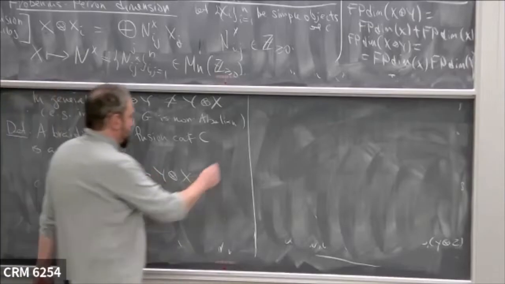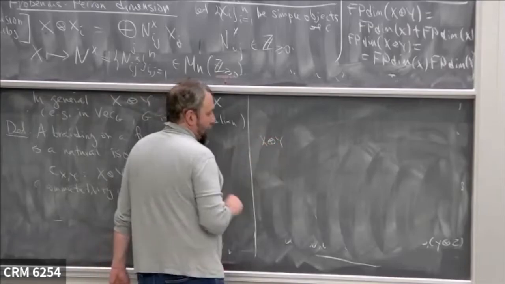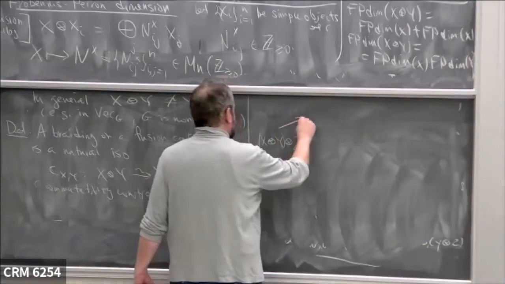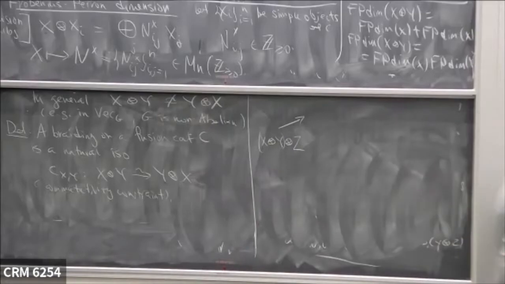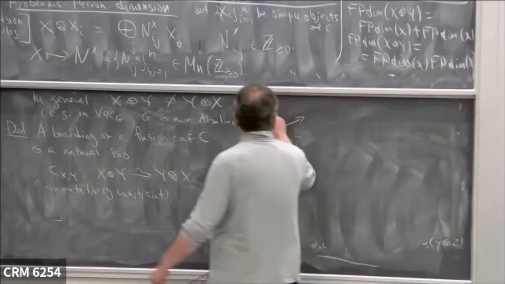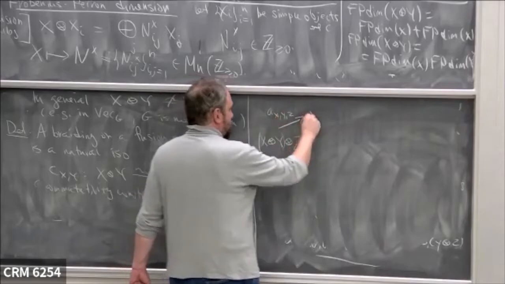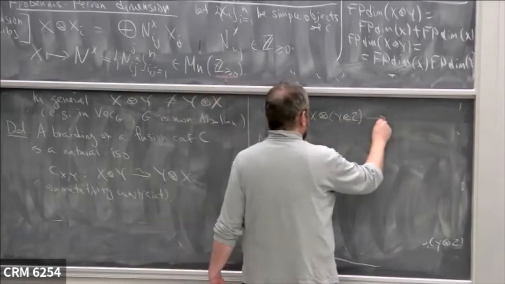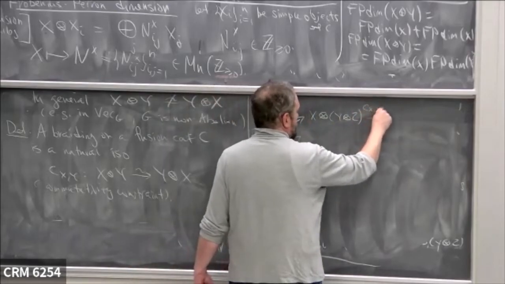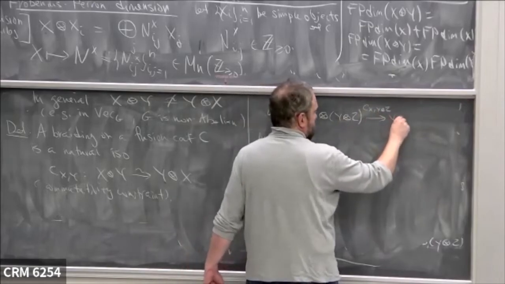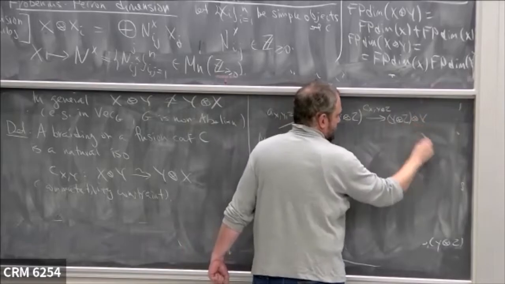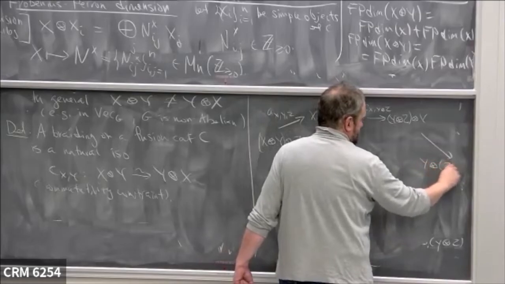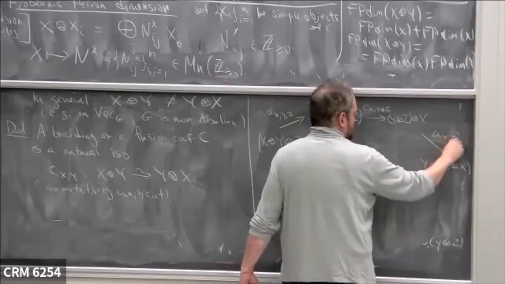Now, one can draw a diagram like this. Let's say we permute X tensor Y with Z. Make sure I draw the right diagram. We can apply associativity a_{X,Y,Z}, so it will be X tensor (Y tensor Z). Then we can permute X with Y tensor Z, so it will be (Y tensor Z) tensor X. And then we can apply associativity again to get Y tensor Z tensor X, a_{Y,Z,X}.